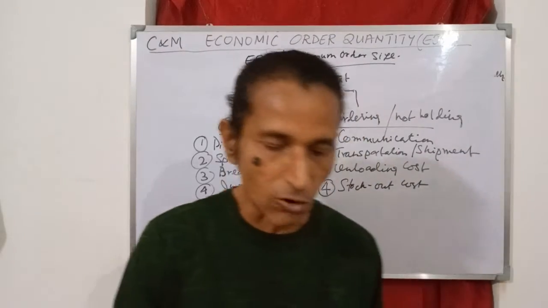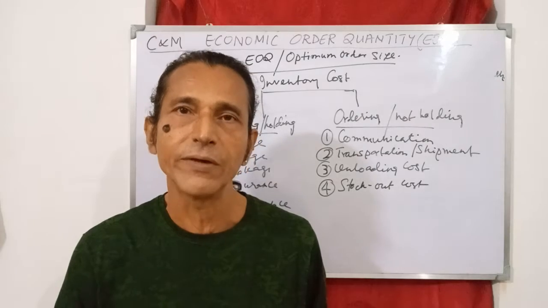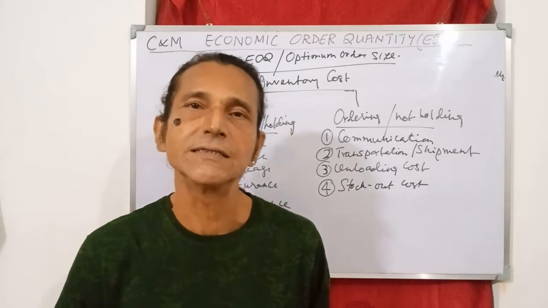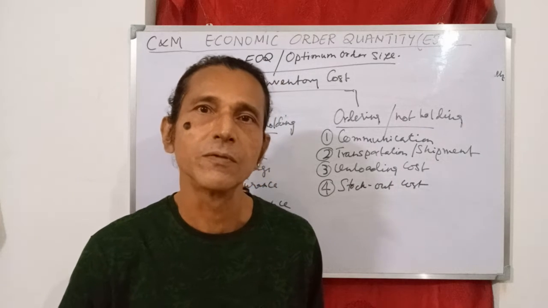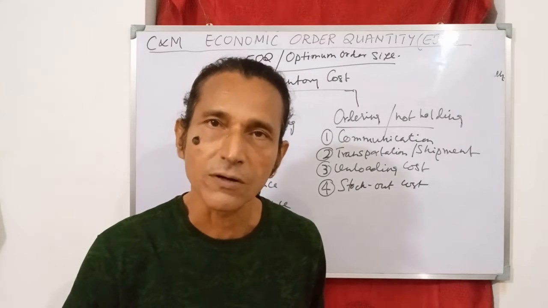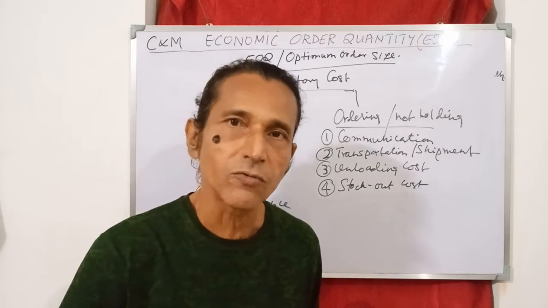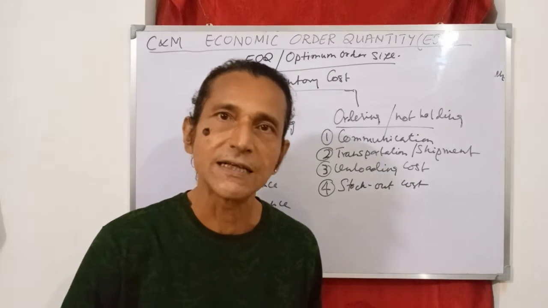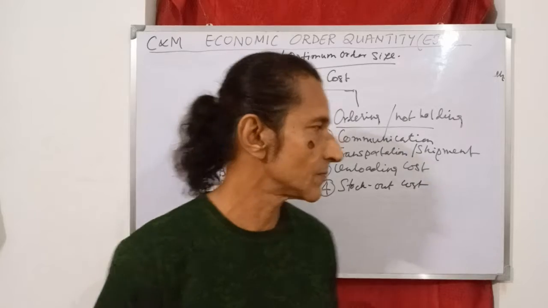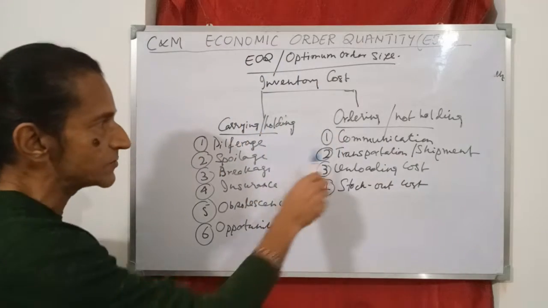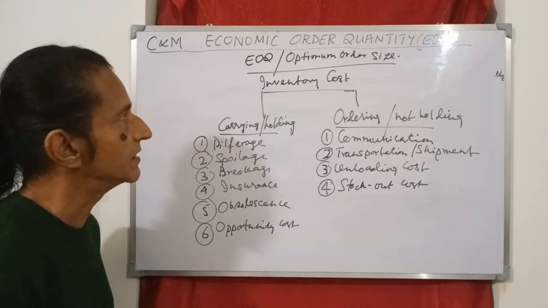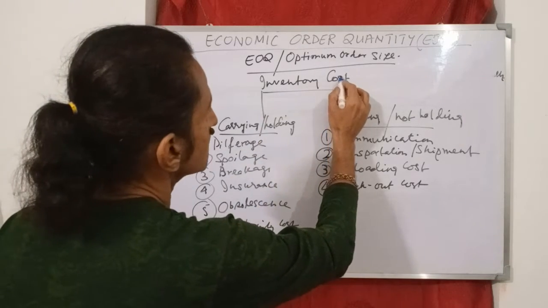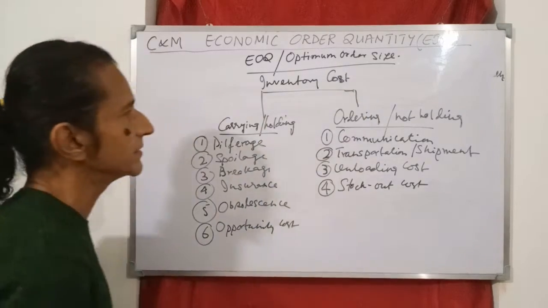If the order size is very low, that means the number of orders is very high, then there is the risk of the firm running out of stock, and this stock out will ultimately hamper the production, which will in turn result in loss of sales. So these are the 2 types of costs involved in inventory cost: ordering cost and carrying cost.